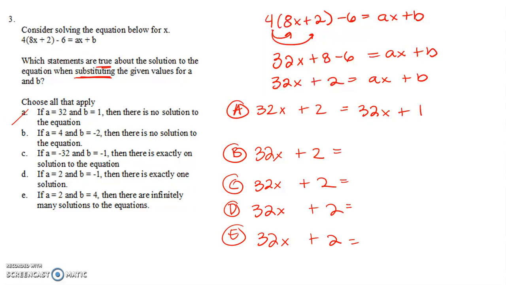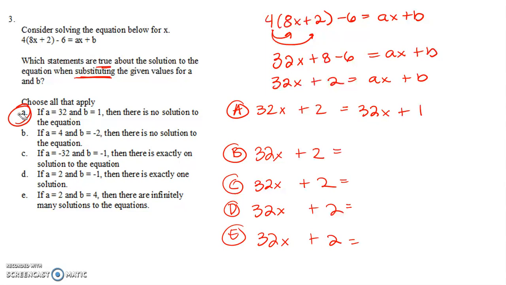Okay. Actually, I'm so sorry. A is an option because the coefficients are the same. But no, I was right first. Sorry. The coefficients are the same, but the constants are different, so you have no solution to the equation. So A is an option.